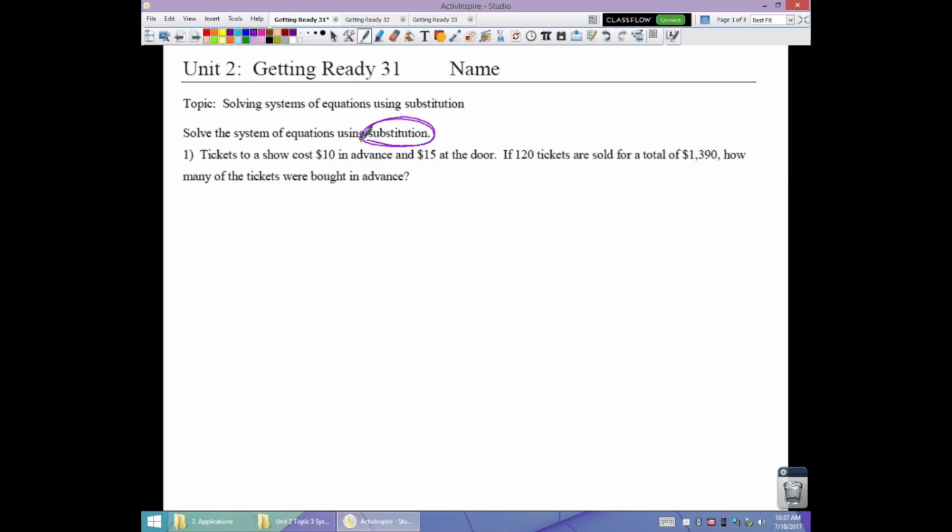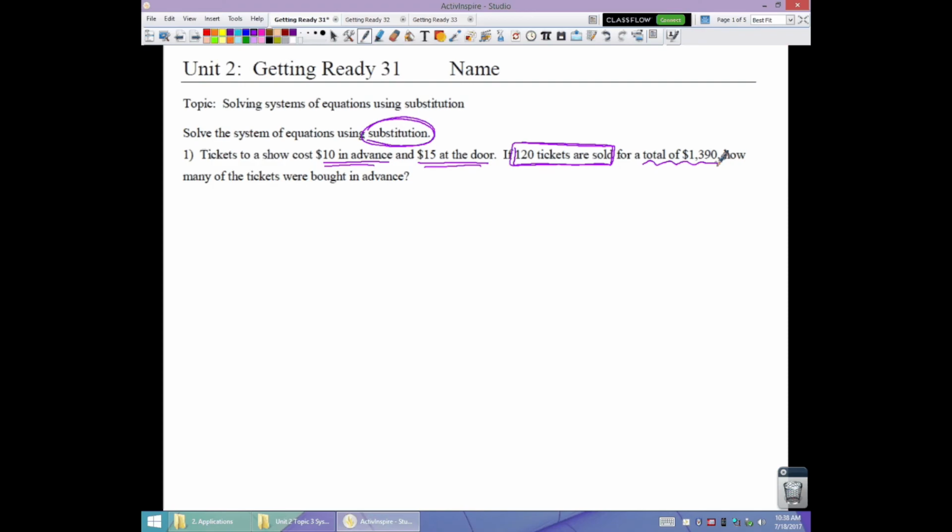Tickets to a show cost $10 in advance and $15 at the door. So those sound important: 10 in advance, 15 at the door. If 120 tickets are sold, so that's total tickets, that's both advance and at the door, and they make a total of $1,390. How many of the tickets were bought in advance?